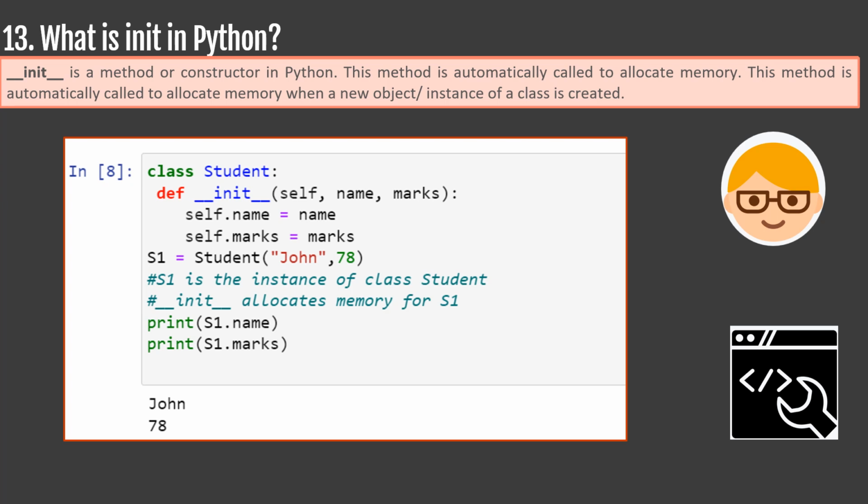S1 is the instance or object created for the class student, and init allocates memory for S1. The instance S1 assigns name and marks whenever this class student is called. Similarly, another instance S2 can also be created, and some other or different values for name and marks can be assigned.